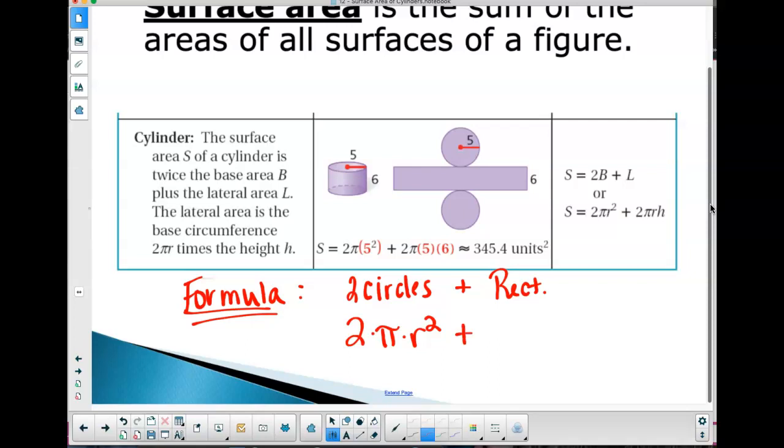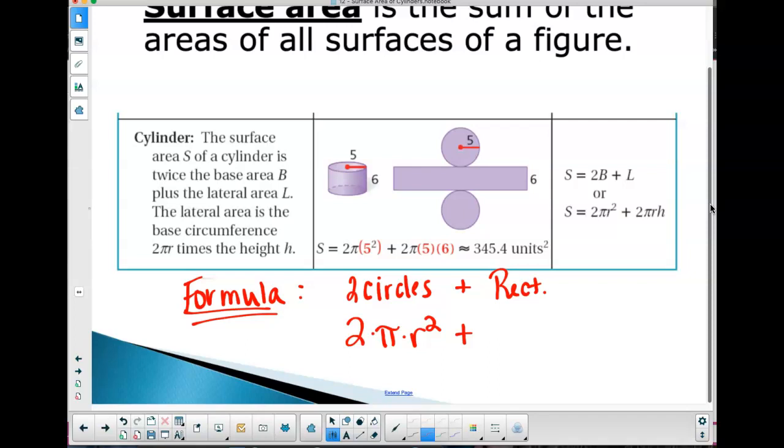Plus the rectangle. Now typically in a rectangle, we just do base times height. Agreed? I want you to think about this base. On the cylinder, if I made this a circle again, what does this base represent? Circle, but what on the circle? The circumference, right? It's the distance around the circle times the height.